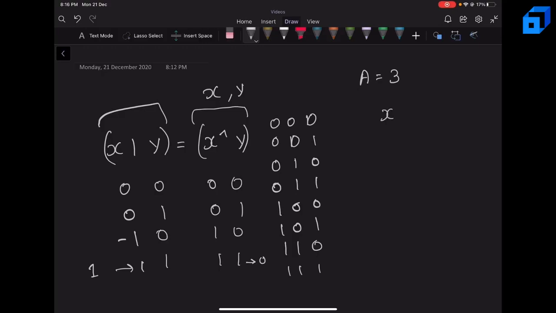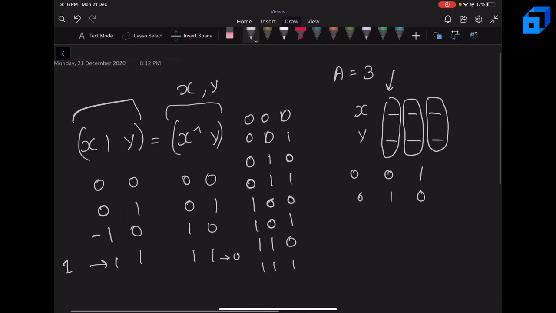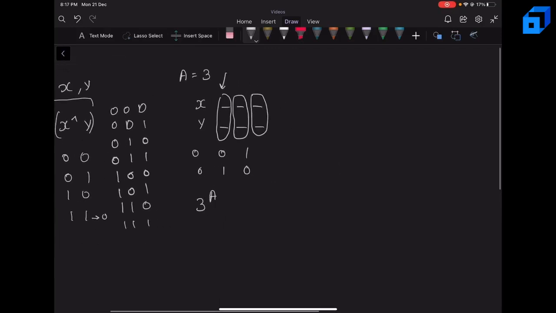So here we have x, so x should be a 3-bit number, and y should be a 3-bit number if a is equal to 3. So if we treat each bit individually, what we can have is these three cases: 0 0, 0 1 or 1 0. So we can say that for each bit we have 3 choices. So our final answer will be 3 raised to a, because for each bit we have 3 choices. So for example, in this case, we can have first bit 0 in both, second bit 0 in both, and third bit 0 in both. So this will be a valid pair, that is 0 0 will be a valid pair.